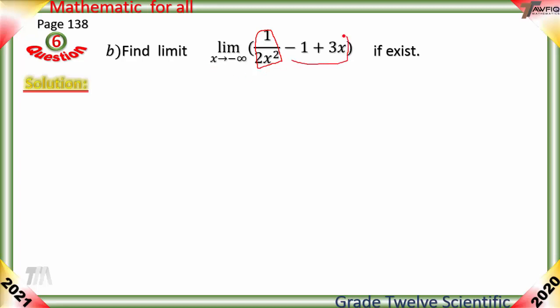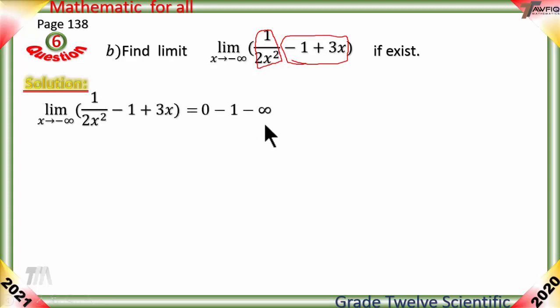And this part, because its degree is odd, when x approaches negative infinity, this part goes to negative infinity. That means this limit is equal to negative infinity. And the part minus 1 plus 3x, y equal to minus 1 plus 3x, is a slant asymptote.